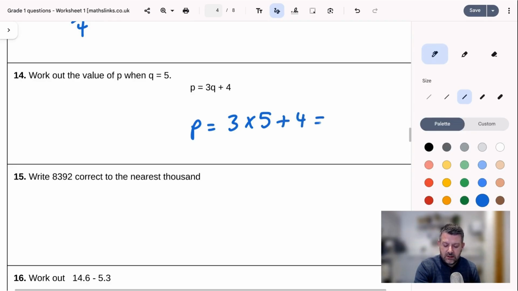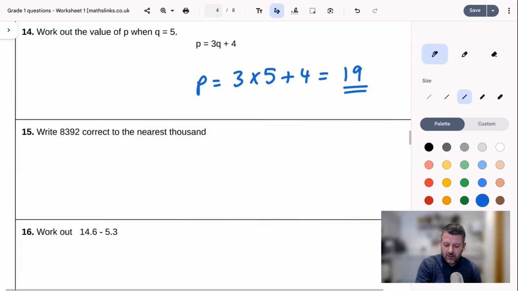Add 4, 19. We have to multiply first there. To be honest, we would do that anyway because we're reading left to right. But there are questions where you have to think about the order you do it in. So we would always multiply there before we add. So that's what we get when we substitute in there.